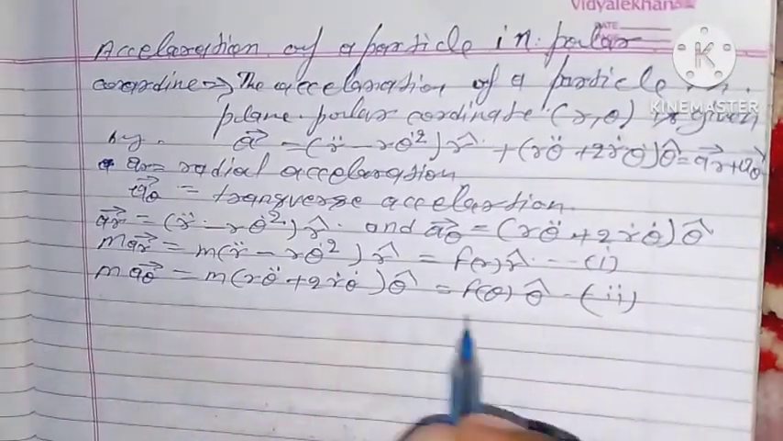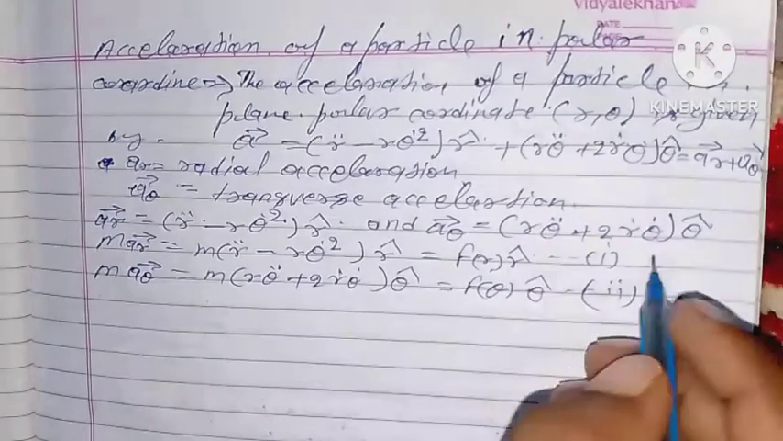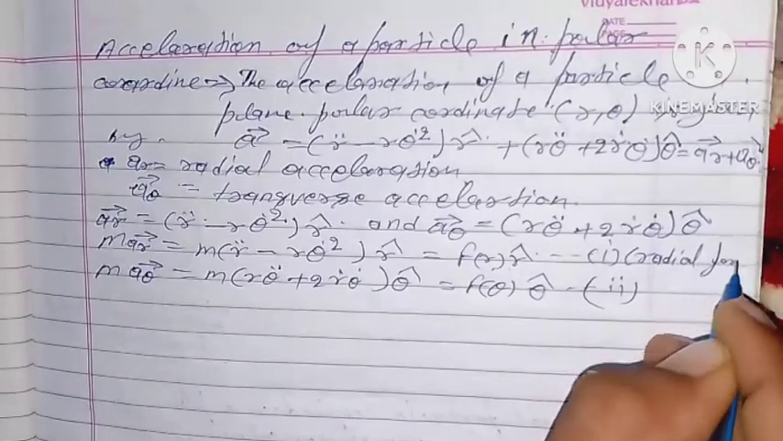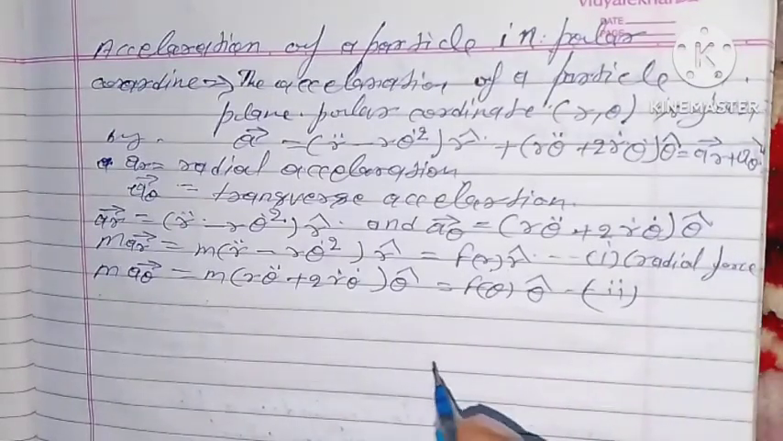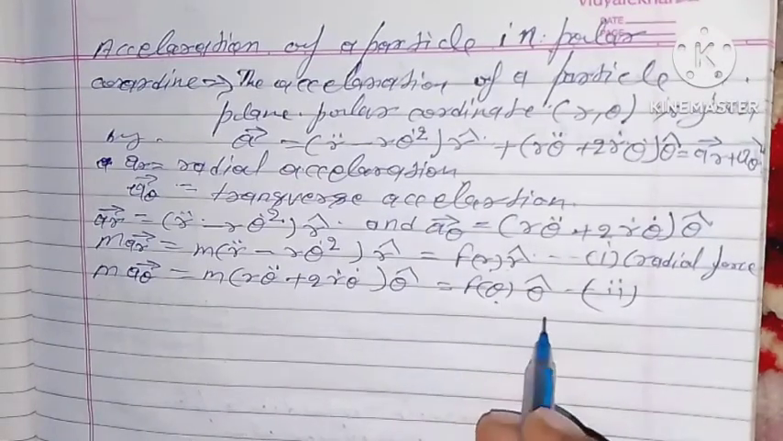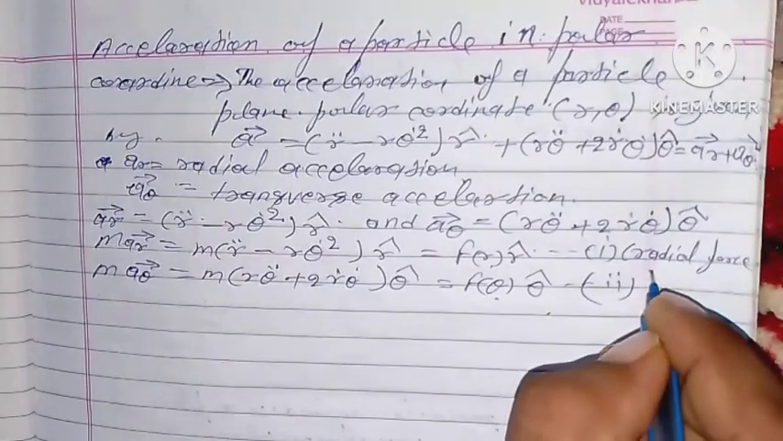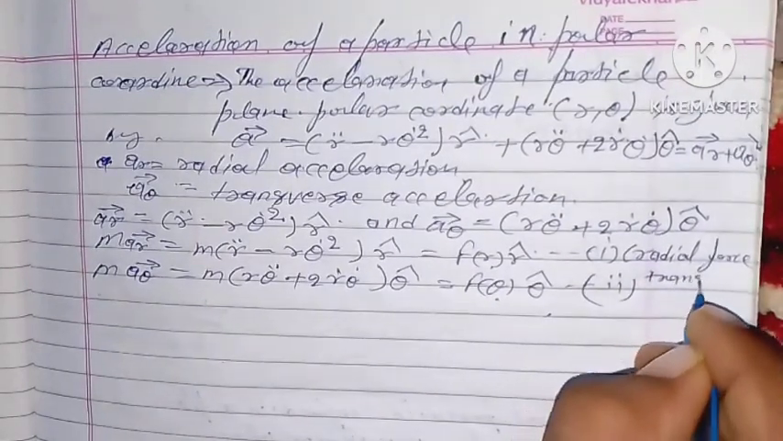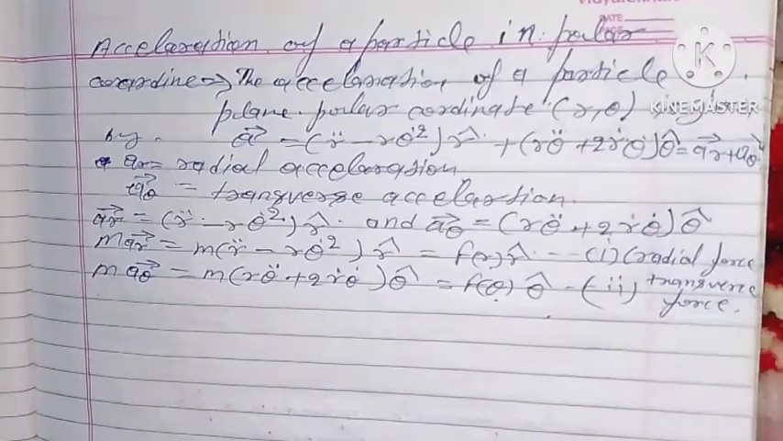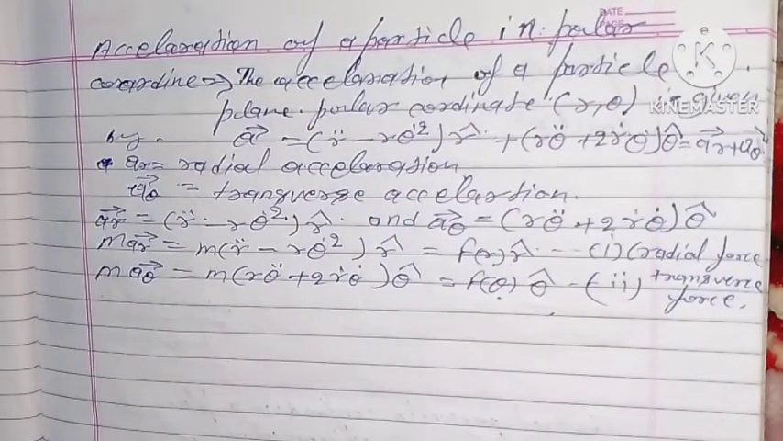Where Fr unit vector r gives the radial force along the direction of increasing r, and F theta unit vector theta is the transverse force along the direction of increasing theta.